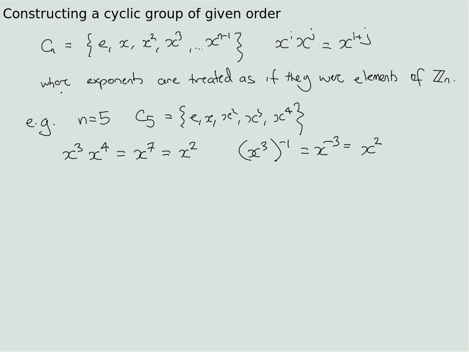Okay, so there's an example of this group, this construction for a cyclic group of a given order, and of course Cn is equal to the cyclic subgroup generated by x, because visibly every element of Cn is a power of x. So that means Cn genuinely is a cyclic group.